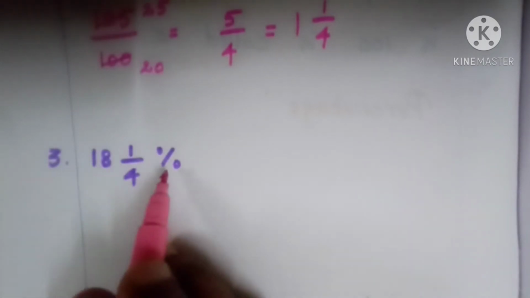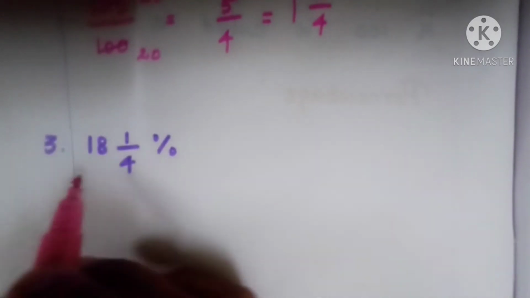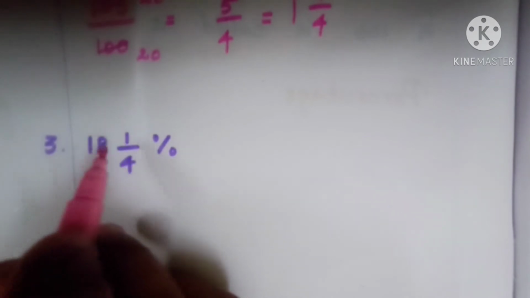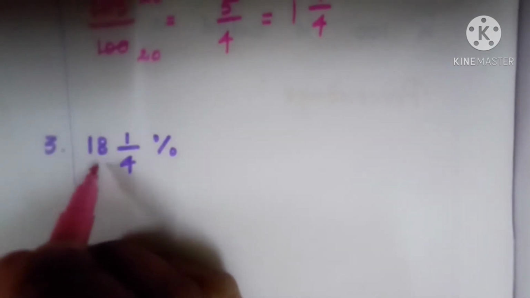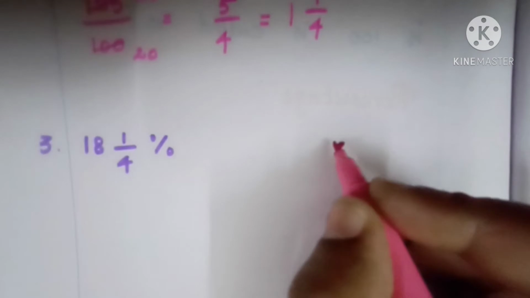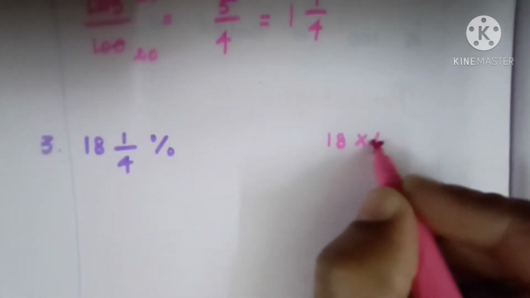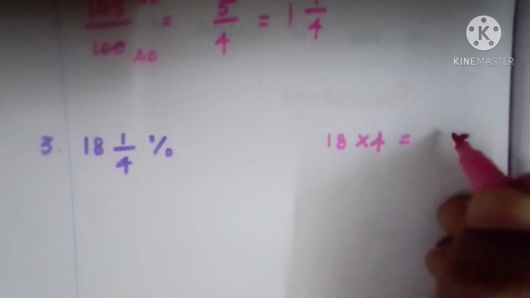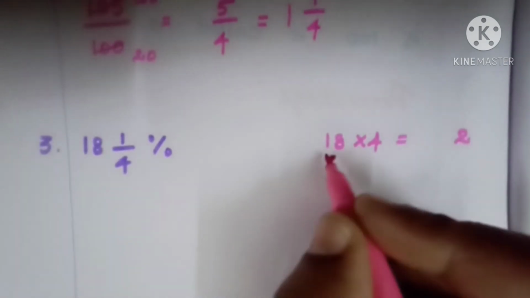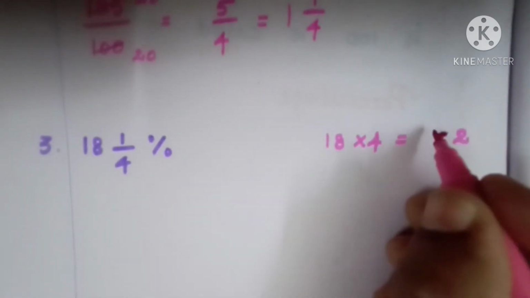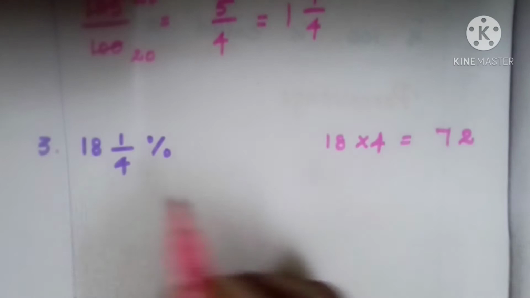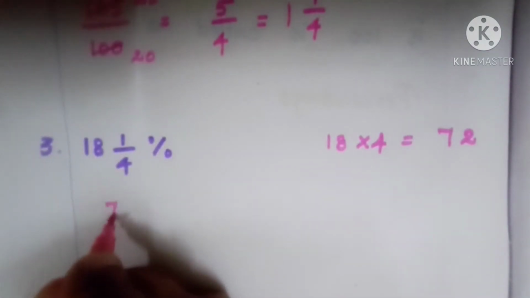18 1 by 4 percentage. First you have to convert the mixed fraction into an improper fraction. 18 into 4 plus 1. So 18 4s are 72, plus 1.